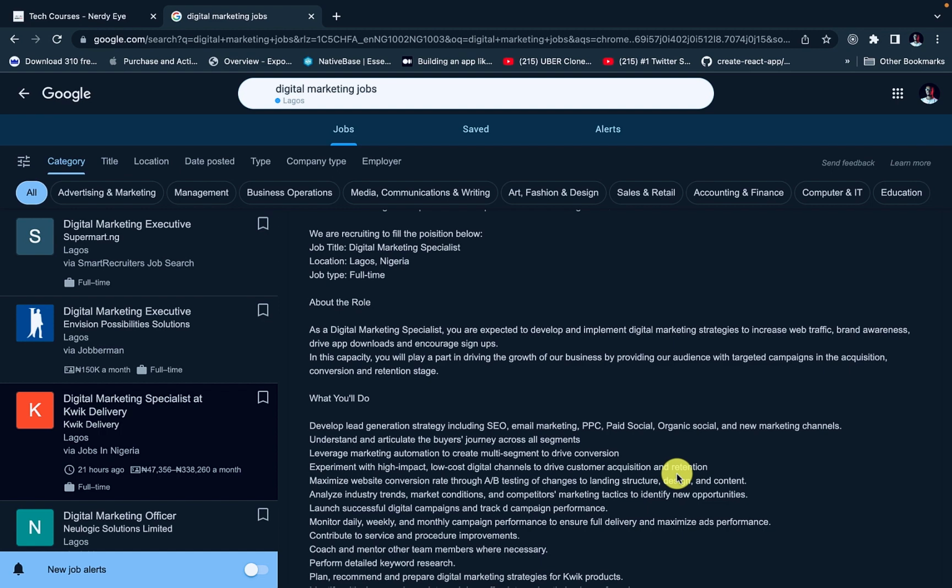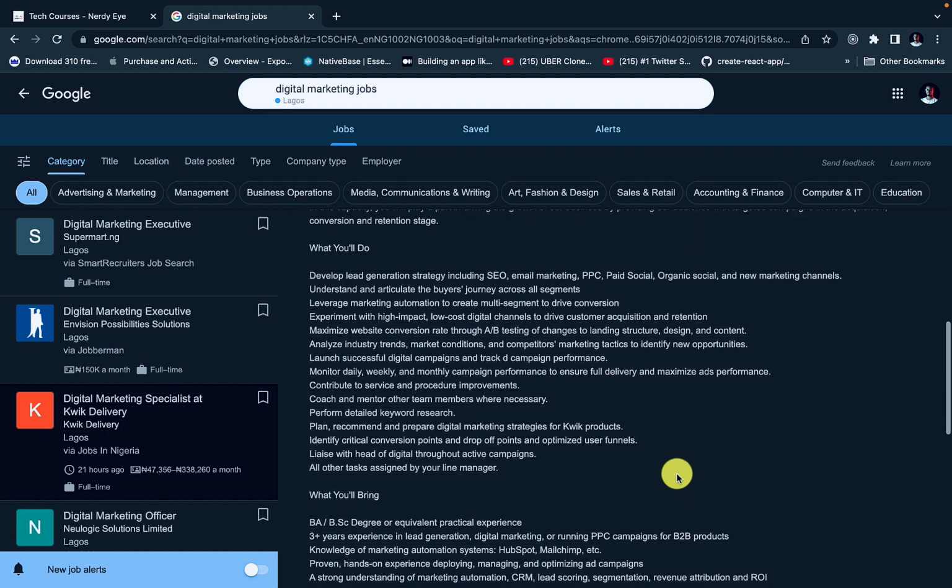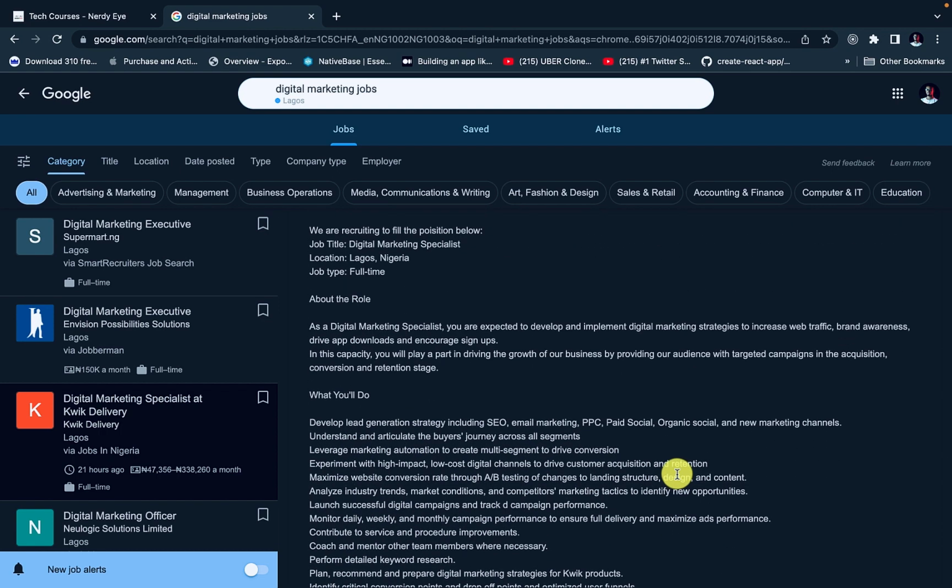So there's a lot of amazing things out here that you could do, but we could see some of the things that are actually repeating. We could see stuff like strategy from this particular job description, as well as the first job description. We could see stuff like SEO. We could see stuff like email marketing. We could see stuff like pay-per-click advertising. We could see stuff like organic social and other amazing things right here.